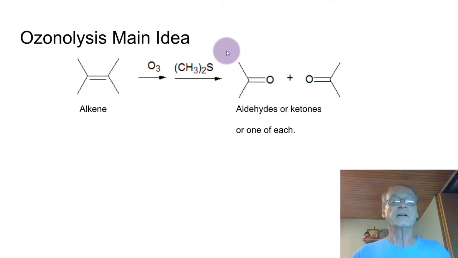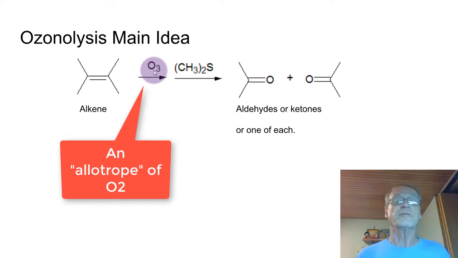So here's the main idea of ozonolysis. As I said, it starts with an alkene, and this is just a generic alkene. These four positions can be carbon groups or hydrogens in any combination. And you react it with the element oxygen, but in an allotropic form called ozone. I'm sure you've all heard of the ozone layer. This is the material that makes the ozone layer the ozone layer. It's an allotrope of O2, a different form of oxygen.